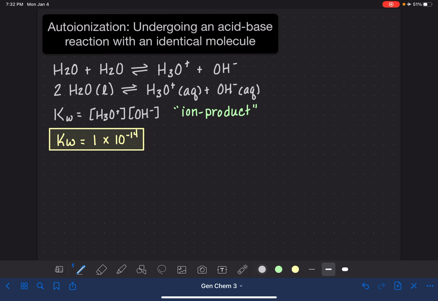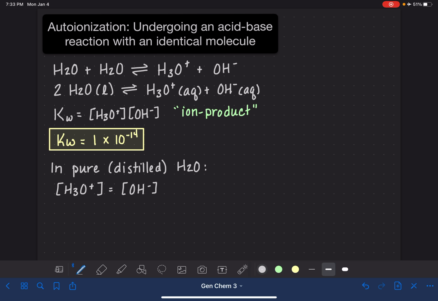Now, when we have a sample of water that is completely pure, so it has been distilled, there are no minerals present, there's nothing else present except for just water. In that situation, the stoichiometry for this reaction is such that there is 1 H3O+ ion for every 1 OH- ion. This just comes from the stoichiometry of this equation. So when we have pure distilled water, the amount of H3O+ present in that pure water is going to be exactly equal to the amount of hydroxide ion, OH-, in that water.